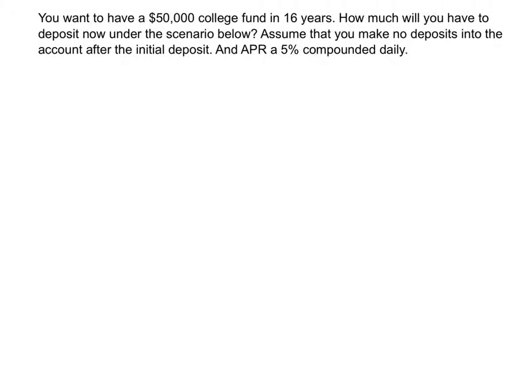So let's start by writing down the facts. So let's start with our formula. The formula is that the final amount is equal to the starting amount P, the principal, times 1 plus the rate, which I'll just say rate, over the number of times in a year it will be compounded, in this case daily, so 365, raised to that m value times t.